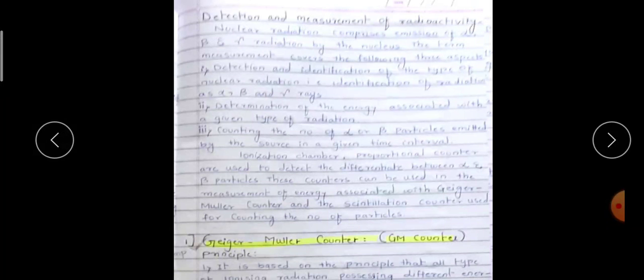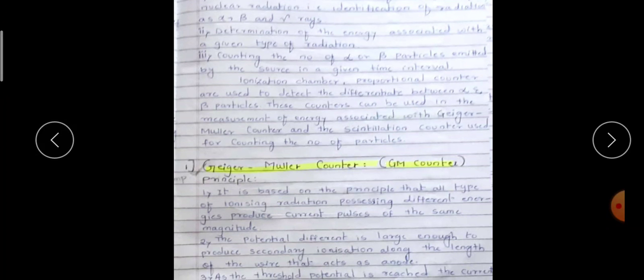For this purpose, the earlier ionization chamber and the proportional counter are used to detect and differentiate between the alpha and beta particles. These counters can be used in the measurement of energy associated with the radiation. Now the Geiger-Müller counter and the scintillation counter are used to measure the energy along with the number of these particles. Today we focus only on the Geiger-Müller counter, in short called the GM counter.